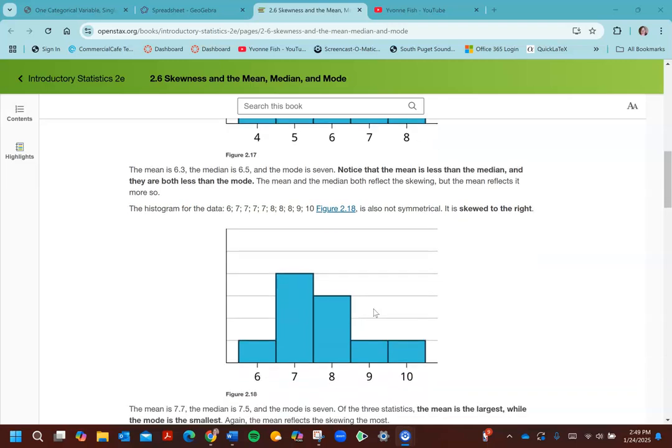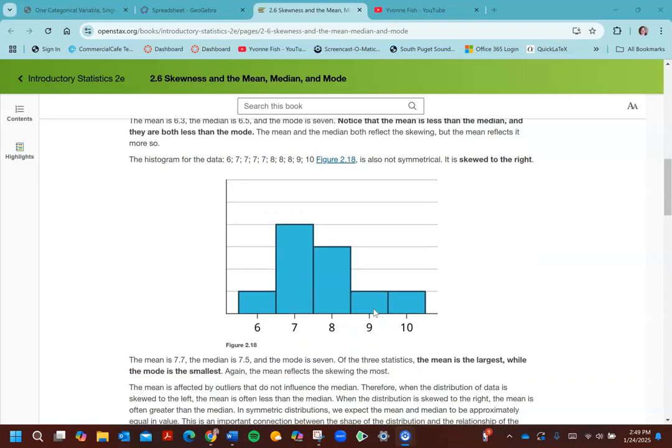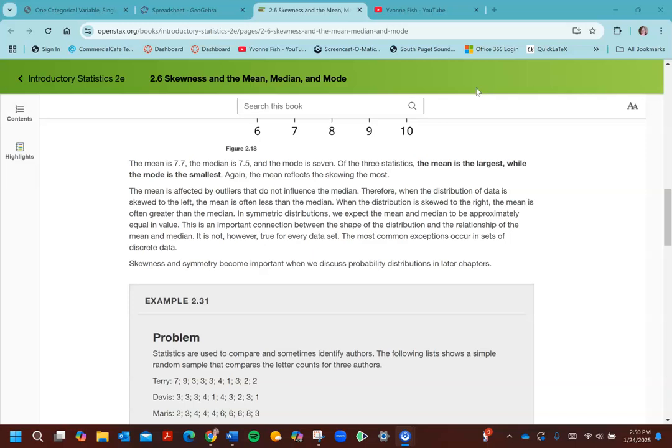And this one below, we have the mean is the largest and the mode is the smallest. And we have it skewed right. So that skinniest part is on the right. So then we're going to look at the workbook again.